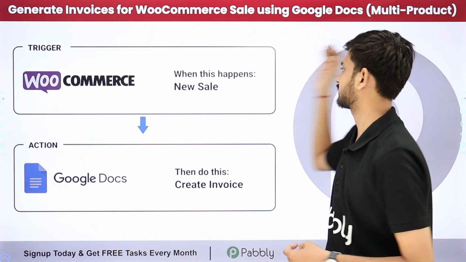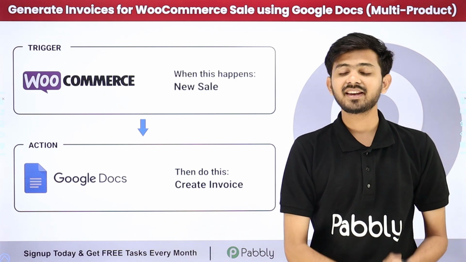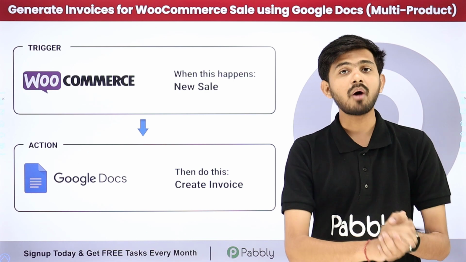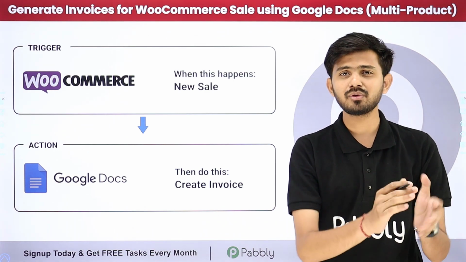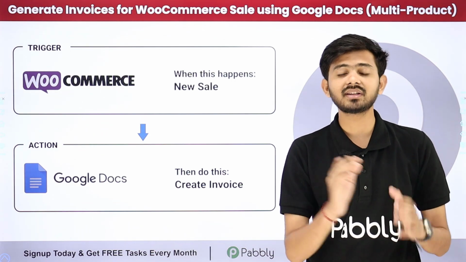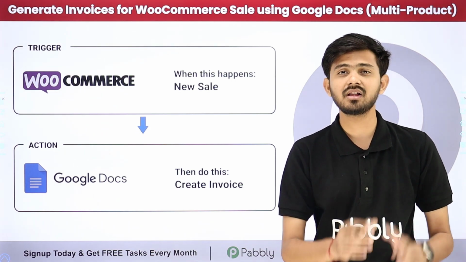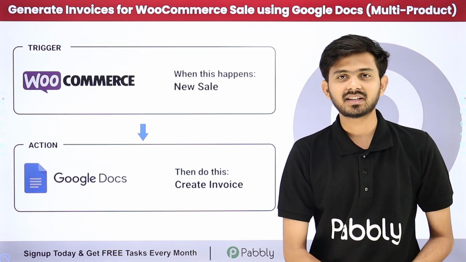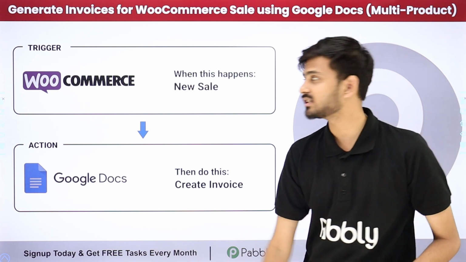Today our topic is how to generate invoices for WooCommerce sales using Google Docs for multi-products. Here I'm running an online store using WooCommerce and I'm receiving a lot of sales. Now what I want to do is that as I receive a new sale for a multi-product order, then automatically, by using all the details of my order, I want to generate an invoice using Google Docs.